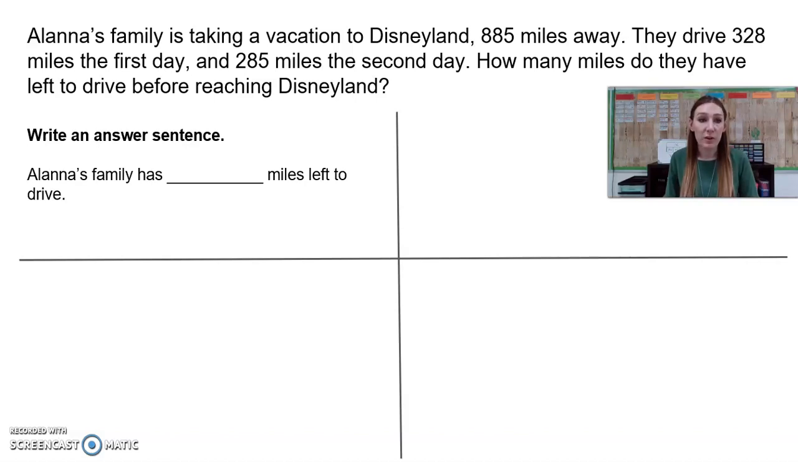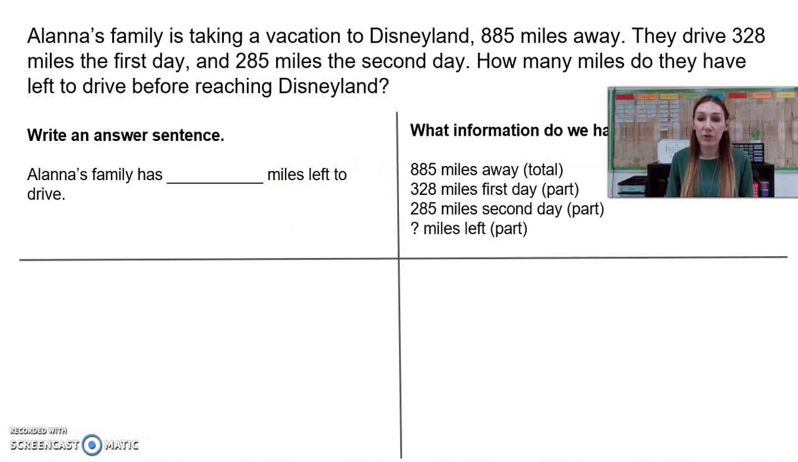So our first step is going to be to write an answer sentence. Basically this is a response to the question. If our question is asking how many miles do they have left to drive, we're going to respond they have this many miles to drive. Even though we don't know the answer yet, we can still respond to the question, leaving a blank for the number. So we're going to write, Alana's family has blank miles left to drive.